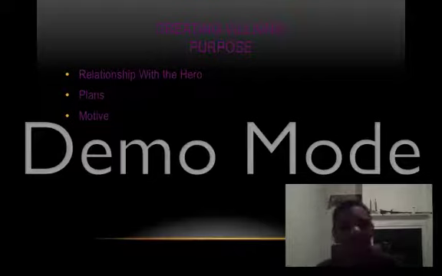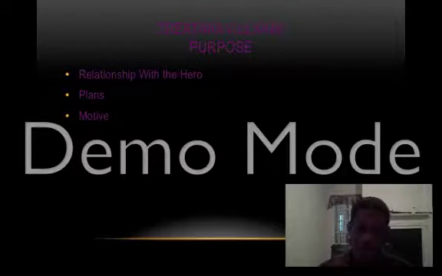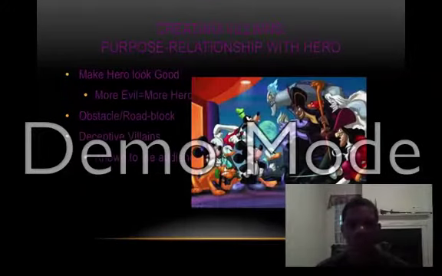Alright. So, the purpose of the villain is the final thing I'm going to discuss that's very important. It shows the relationship between the villain and the hero, the villain's plans, as well as his motives. Get these right, and I guarantee you that your villain will be just as strong and just as memorable as some of the greatest villains out there in comic book, movie, and TV history.